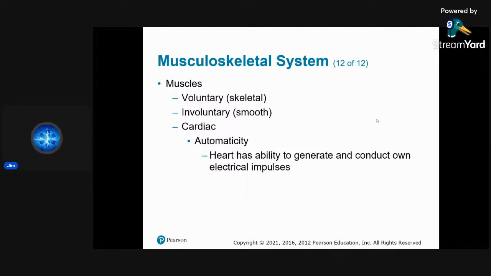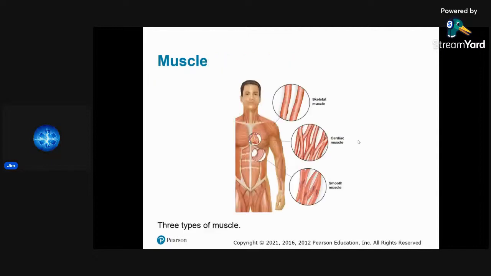We'll talk about it later, but in your blood vessels, there's a layer of smooth muscle that helps it contract or dilate. We have no control over that. And then cardiac muscle, and it has automaticity, which means the heart's ability to generate and conduct its own electrical impulse. Without this, it wouldn't work and we wouldn't be here. Three types of muscle.